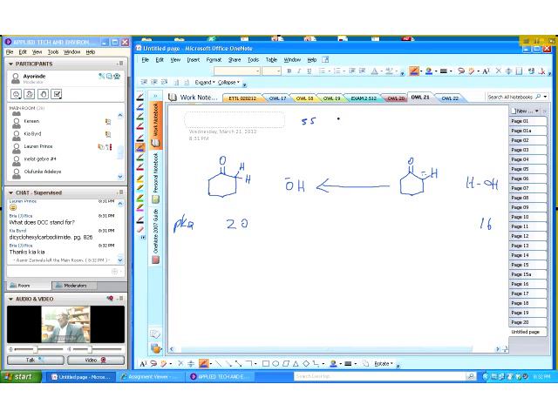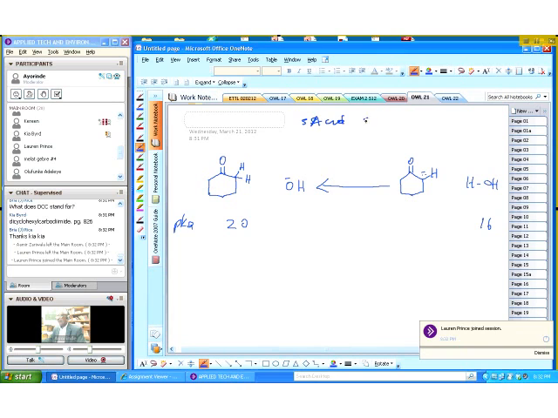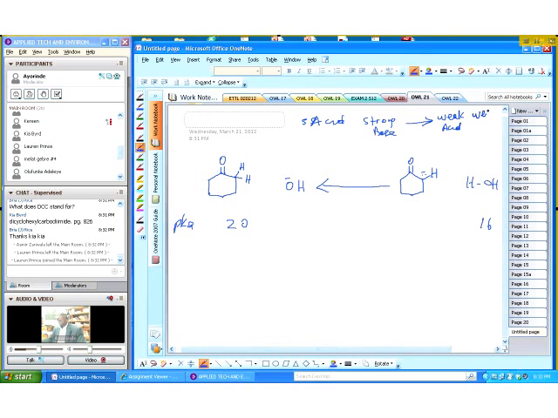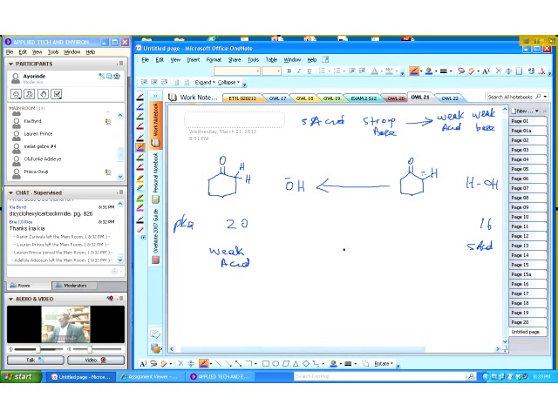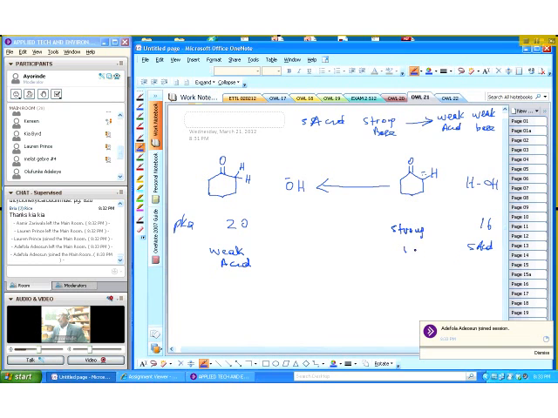And I told you that generally, most reactions go from strong acid, strong base to weak acid, weak base. That is the direction those reactions generally go. In this case, this is the strong acid. Keep in mind the pKa of water is 16. The lower the pKa, the stronger the acid. So this is the strong acid, and this is the weak acid, which means that this is the weak base, this is the strong base. Which means that this is the weak base, the hydroxide.